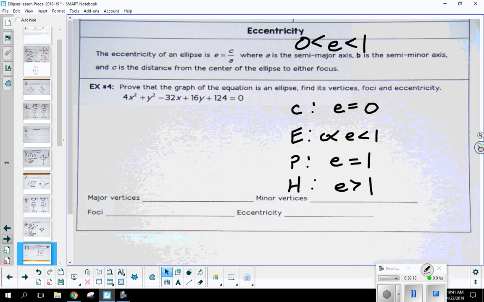So if you have an eccentricity greater than 1, you're talking about a hyperbola. Because for a hyperbola, what you're going to find out in a couple of days, the distance C is the largest distance in that graph. But in an ellipse, A is the largest distance.